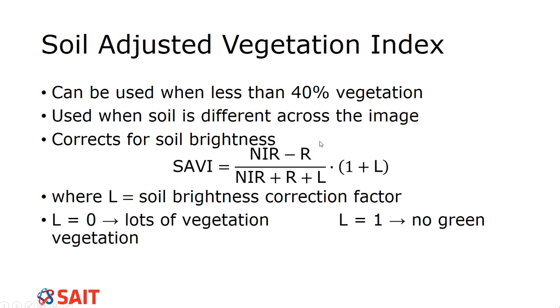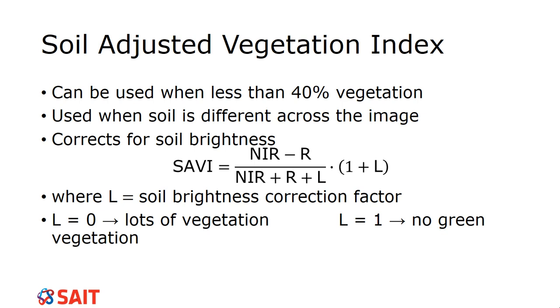So we have what looks like NDVI, and then we have the soil brightness correction factor. If it is close to 0, there's lots of vegetation. If it is close to 1, there's no green vegetation. So that is our formula for, oh, just a sec. That should be a negative, should be -1 minus L, not a plus. You'll see that changed in your PowerPoints. So that's the SAVI.